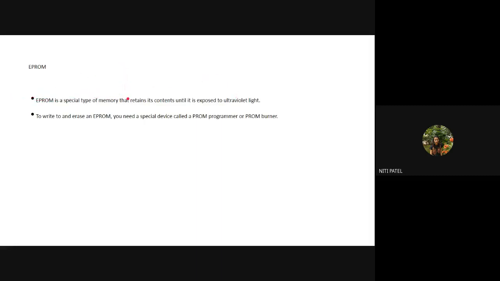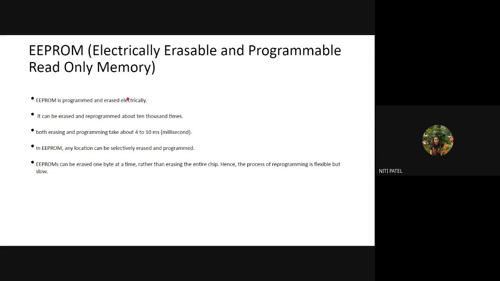Okay. Last we have is double EEPROM. What is double EEPROM? Electrically erasable programmable read-only memory. So we have seen what is programmable read-only memory. We have seen erasable programmable read-only memory. Now we will be seeing electrically erasable programmable read-only memory. This memory is programmed and erased electrically, so it requires some electrical concept for programming and erasing the data inside the ROM.